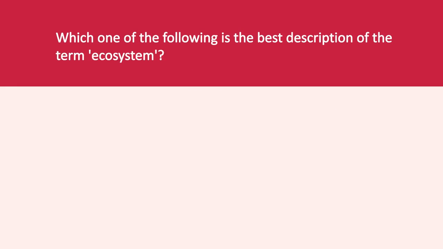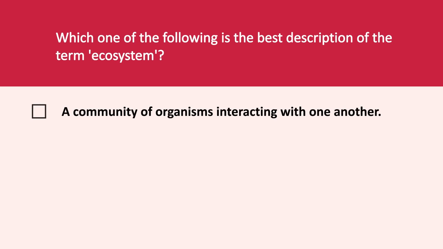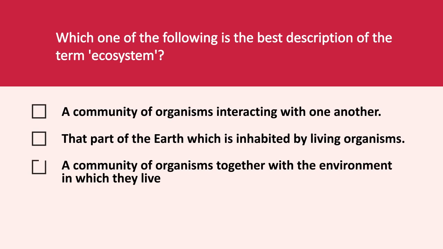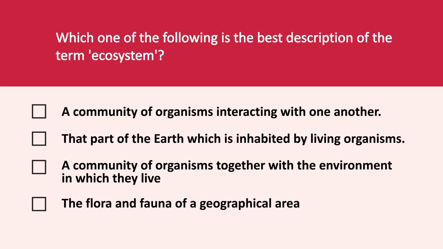A very fundamental question that tests whether the candidates are really ready with their basics can be, which one of the following is the best description of the term ecosystem? And the options were: a community of organisms interacting with one another. Second, that part of earth which is inhabited by living organisms. Third, a community of organisms together with the environment in which they live. And the fourth, the flora and fauna of a geographical area. Now, this was a very, very basic question, and the students must have grown up studying these topics all the way from their school days.